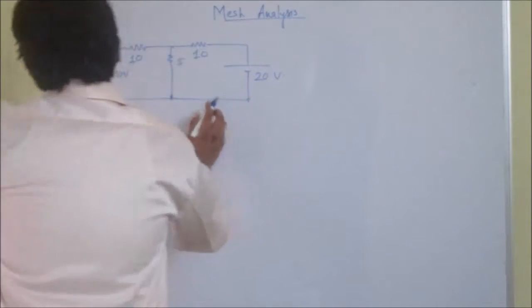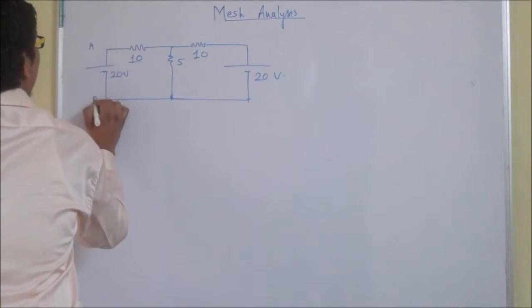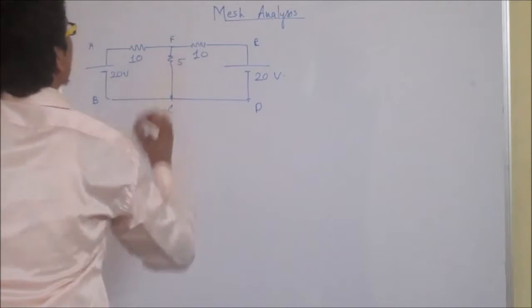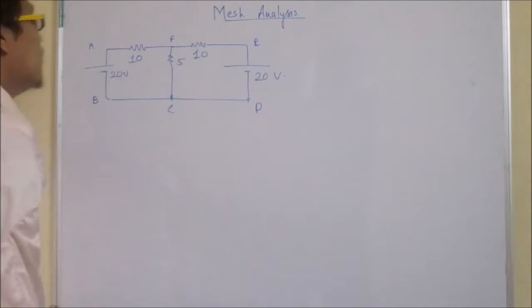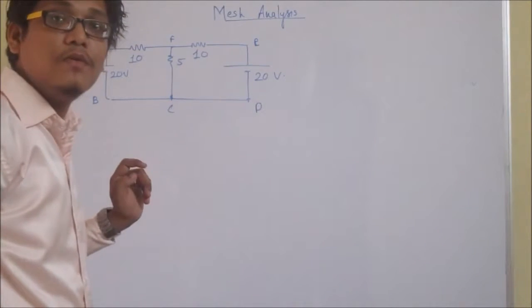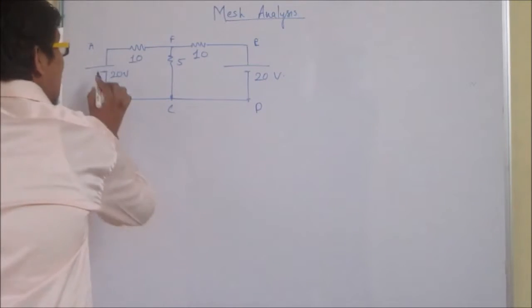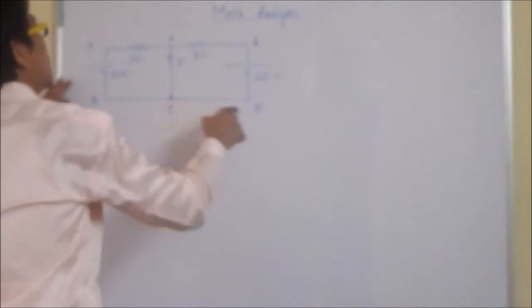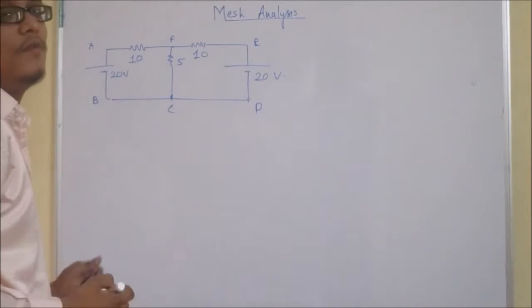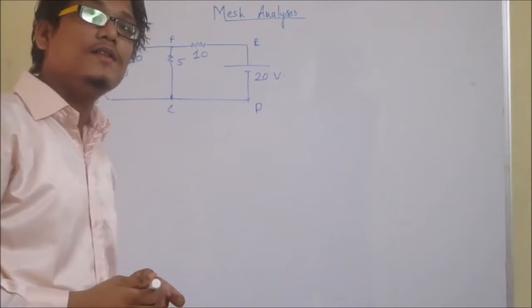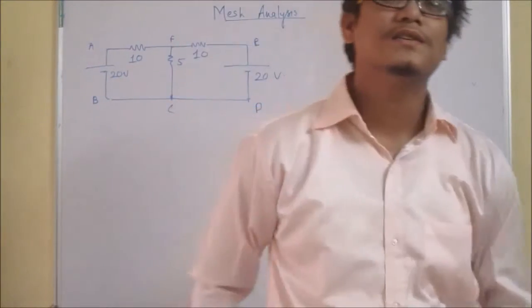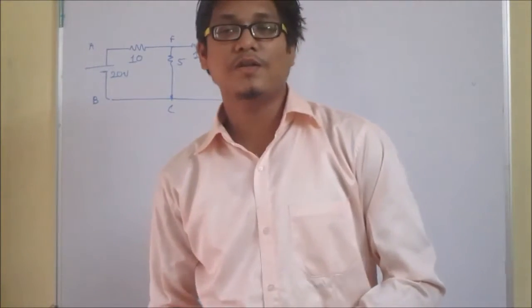That is, if I name it as A, B, C, D, E, F. Now A, B, C, D, E, F is a loop, but it is not the smallest possible loop. Now see, A, B, C, F is a smallest possible loop. Here F, C, D, E is also a smallest possible loop. So there are two meshes in this circuit, or smallest possible loops. Therefore a mesh is a smallest possible loop.